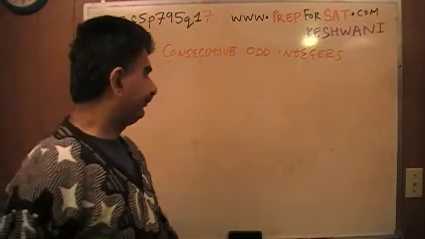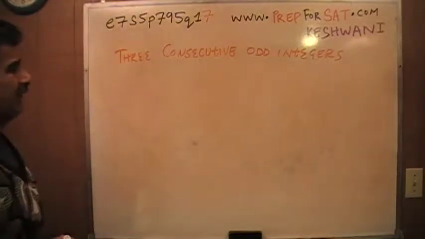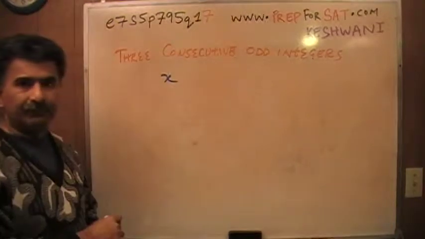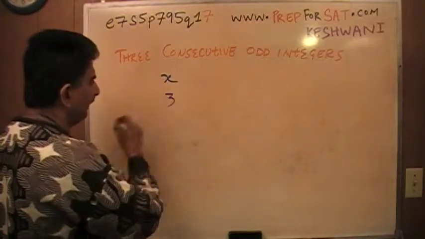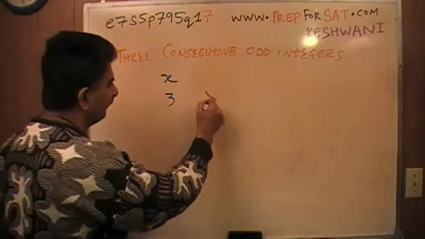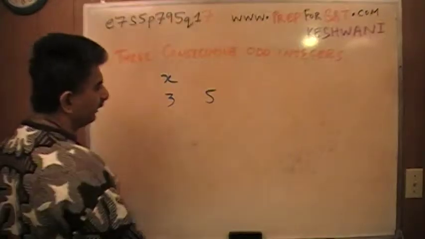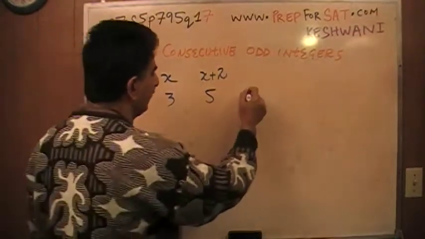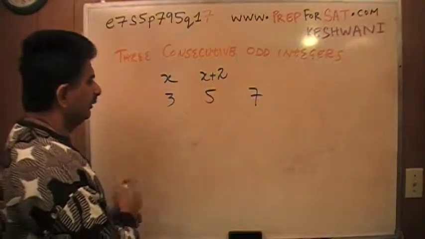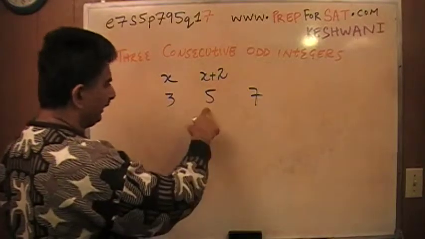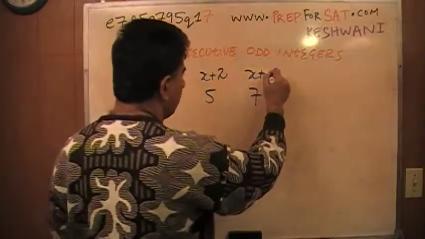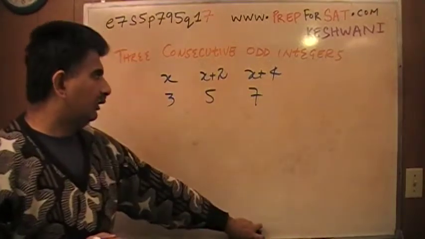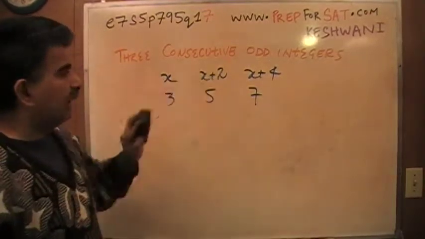So here we go. 3 consecutive odd integers. If I call the first one x, what's going to be the next one? Let's suppose the first one is 3. Well, if the first one is 3, the next one is 5, which is 2 more than that, so it has to be x plus 2. Next one after that is going to be 7, which is 4 more than this. See, 2 more than that, another 2 more. So here you have it, 3 consecutive odd integers. That's how you write the 3 consecutive odd integers.